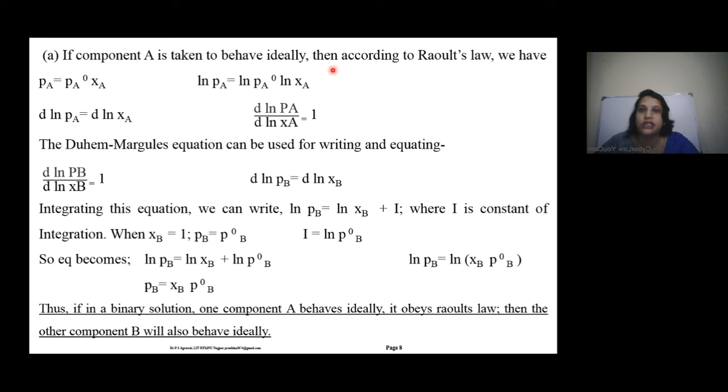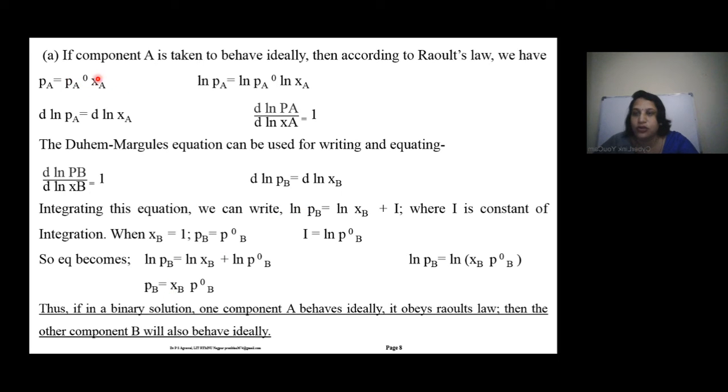Derive the Gibbs-Duhem-Margules equation and prove that if A is behaving ideally, the second also behaves ideally. For that we have to start from Raoult's law, and taking the log, derivative and the ratio, we will reach this expression. Now here we will use the Gibbs-Duhem-Margules equation and apply the same for B. And again by reverse calculation we will reach this expression for B.